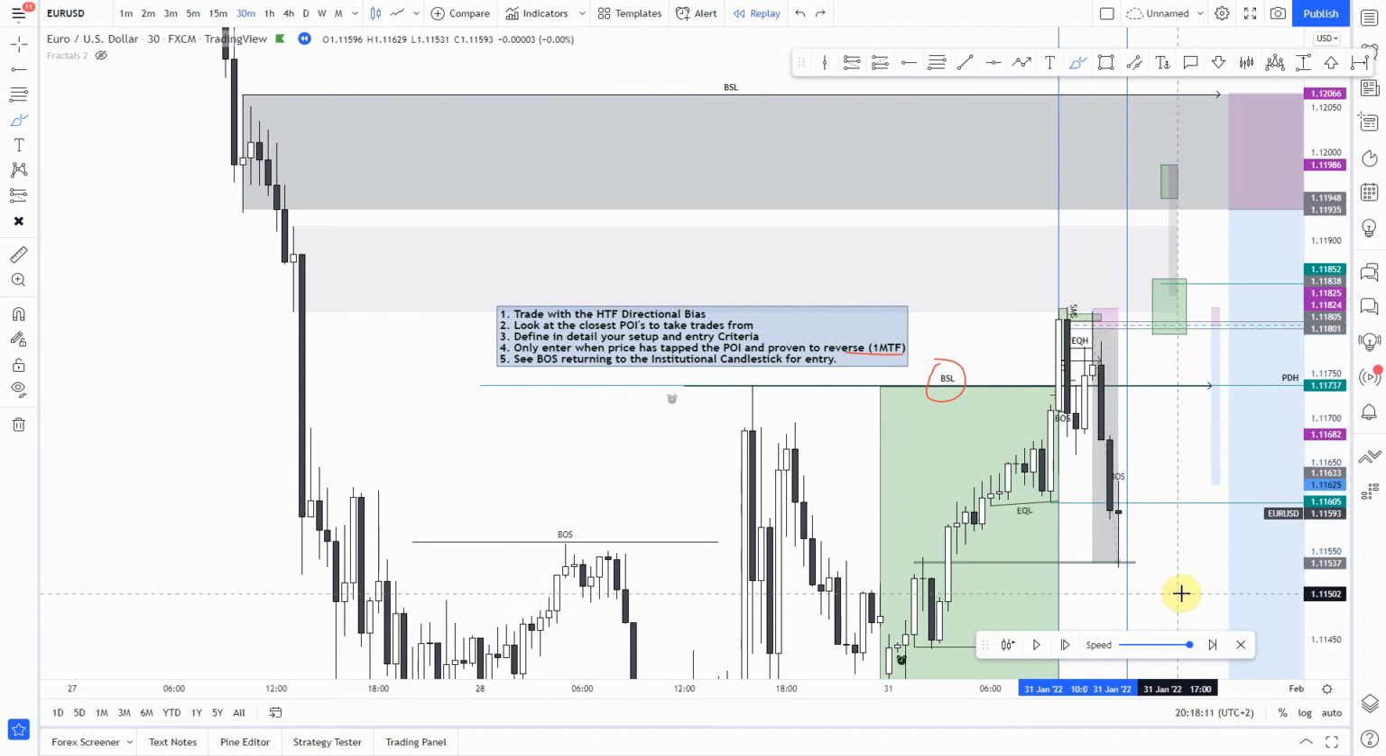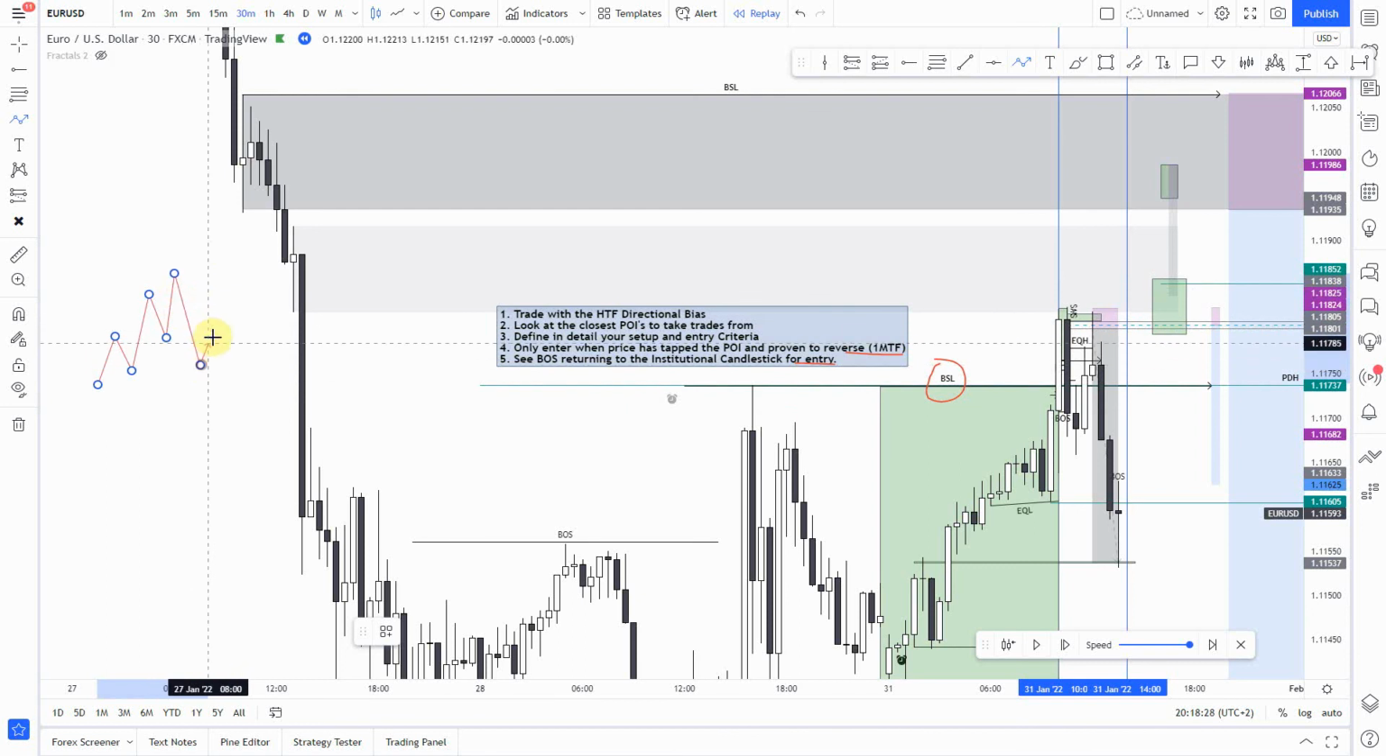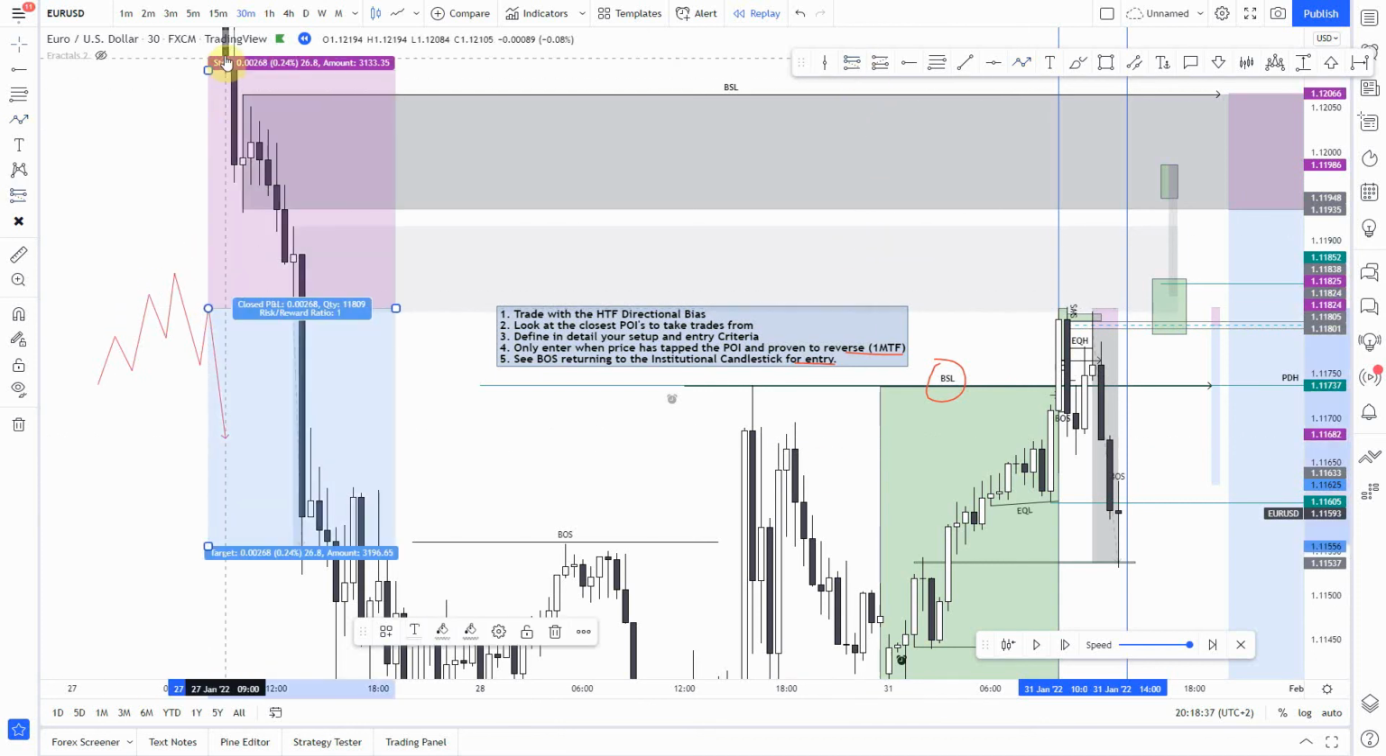Then, break of structure, returning to the institutional candle for entry. This is now for entry purposes. When price has done its higher highs and higher lows, you want to see price breaking structure and returning to the institutional candle for entry. So this is where you'll take your entry there.